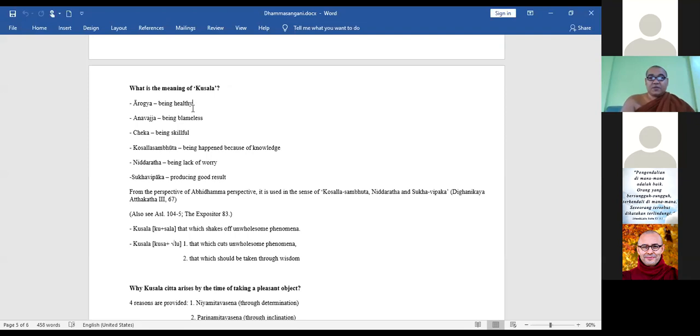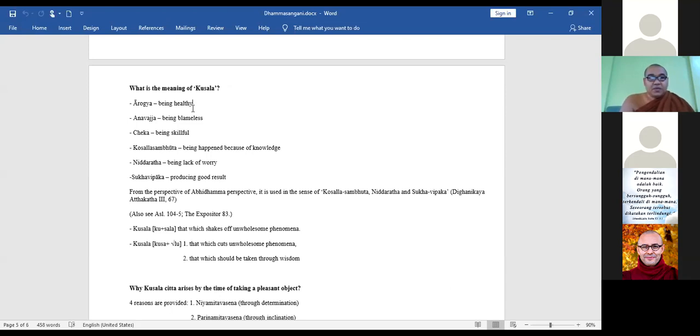Sambuddha means depending on knowledge, something arises. Okay? Because of knowledge, something arises. That's why the meaning given here is roughly: being happened because of a knowledge. Or you can simply say knowledge originated.